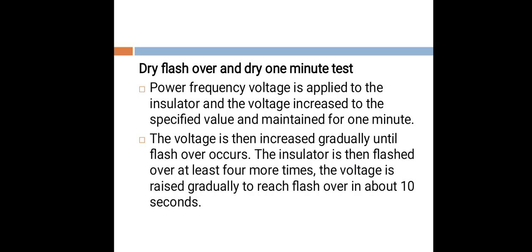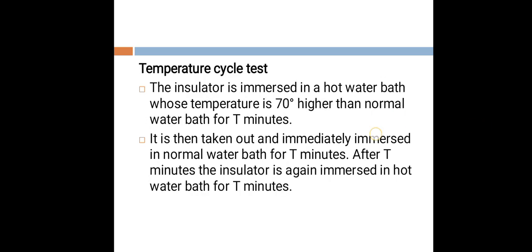Dry flashover and dry 1 minute test. Power frequency voltage is applied to the insulator and the voltage is increased to the specified value and maintained for 1 minute. The voltage is then increased gradually until flashover occurs. The insulator is then flashed over at least 4 more times. The voltage is raised gradually to reach flashover in about 10 seconds.